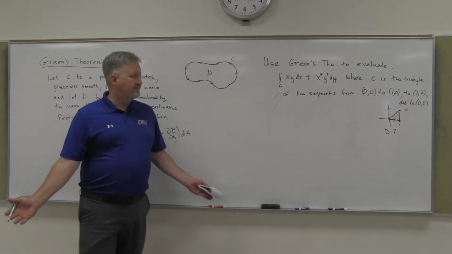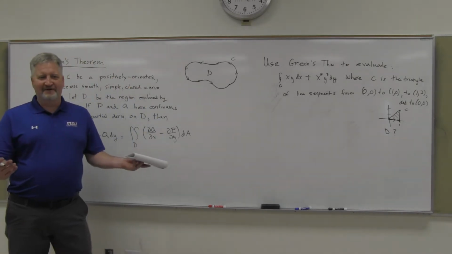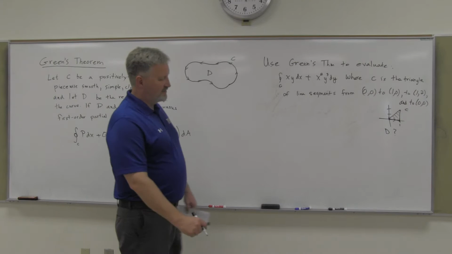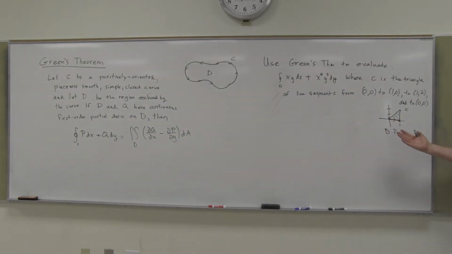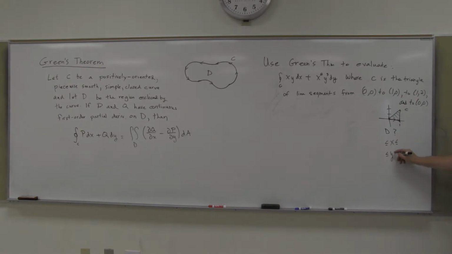Well, obviously, it's not going to be a polar curve. Probably in this case, the easiest thing to do is just do it in terms of x and y, Cartesian. So, what are my restraints, if you will, on my x's and y's?